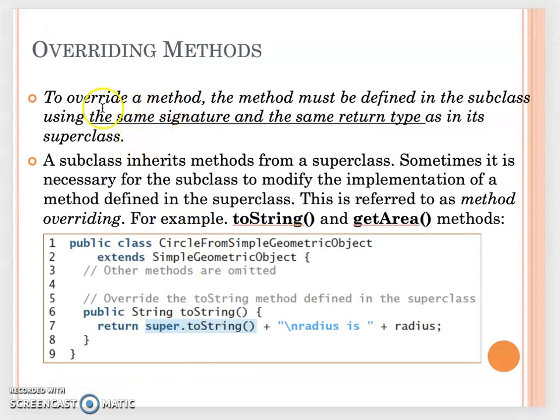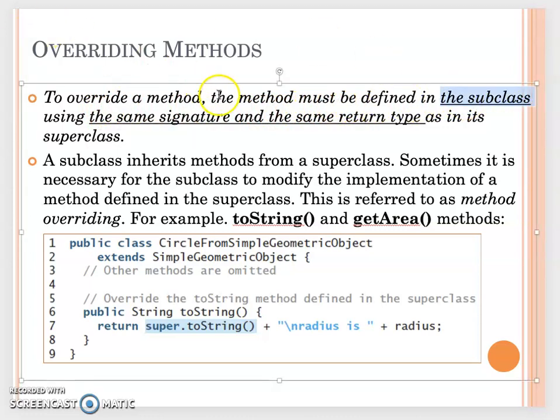To override a method, the method must be defined in the subclass, because we inherited from the superclass, using the same signature and the same return type. The signature means the function name and parameter list. So you see in the superclass, we redefine this method, but it has the same signature and return type as our superclass. That's what we see here in the circle. So that's why the toString method is overridden from the parent class, the geometric object.